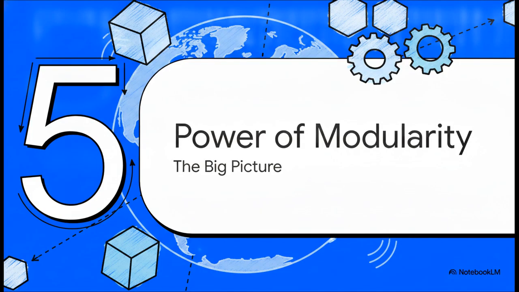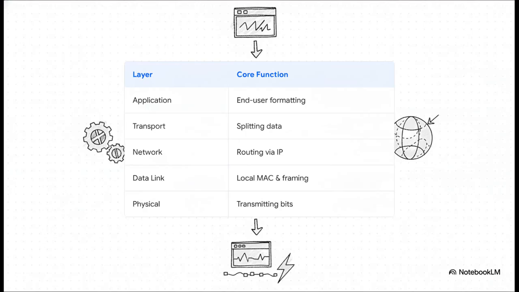Section 5. The power of modularity. The big picture. We've been looking really closely at the granular details, but now let's zoom out and see how this all brilliantly builds together. To summarize our 5 layers, the application layer handles end-user formatting, transport establishes those end-to-end connections and splits the data, the network layer routes the packets via IP, the data link layer handles local MAC addressing and framing, and the physical layer transmits the raw bits via hardware.